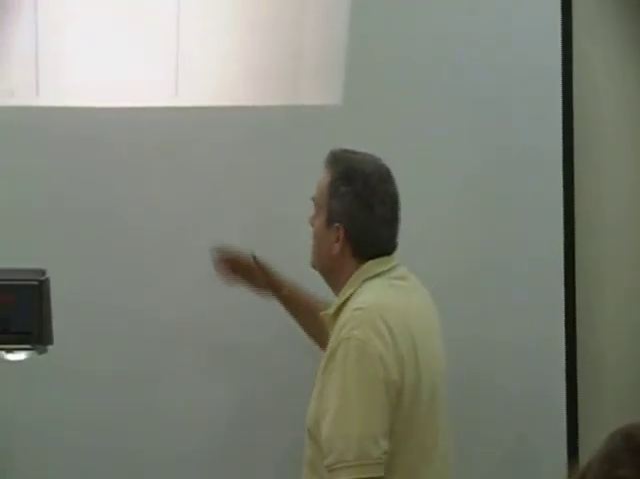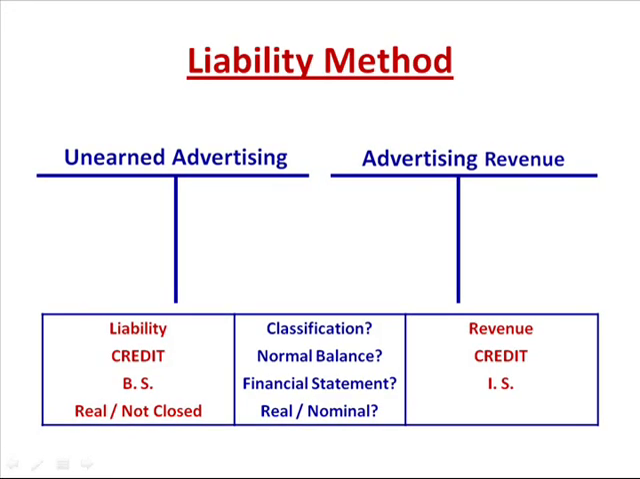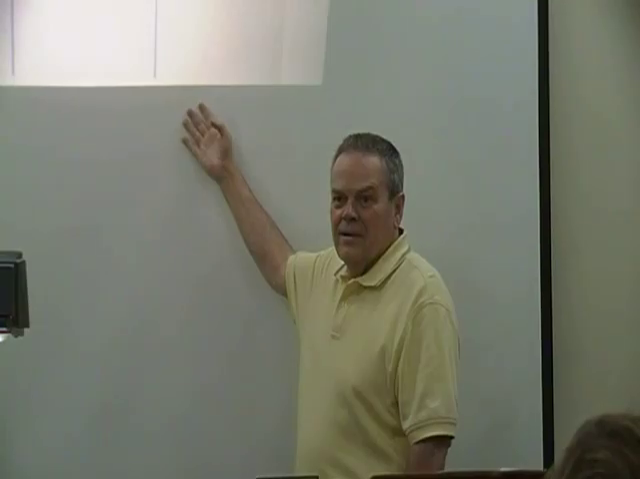Does it matter which method I use? No. Either method will work. These both have credit balances. Advertising revenue goes on the balance sheet or the income statement? Closed or not closed? Closed. In which step? One.